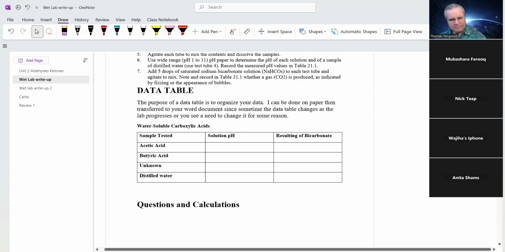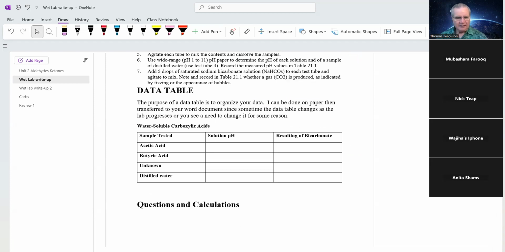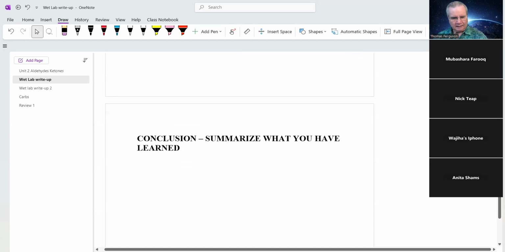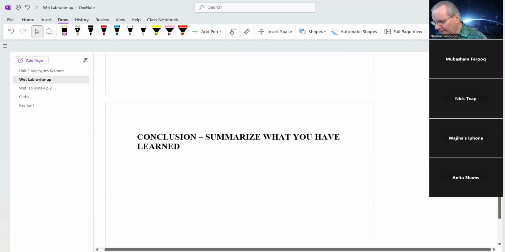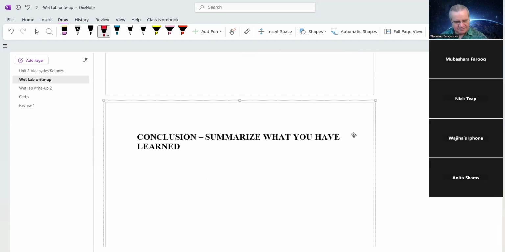Okay, to finish the lab write-up, you're going to need a data table. And the data table is simply a place to put your results. Anytime you have to calculate something, anytime you observe something, anytime you are measuring something, that's what goes in the data table. And then lastly, every lab needs a conclusion. And that's something very simple, a paragraph that just summarizes what you've learned. That's all it is. Not a big deal at all. And you always have 1 week to do the lab.